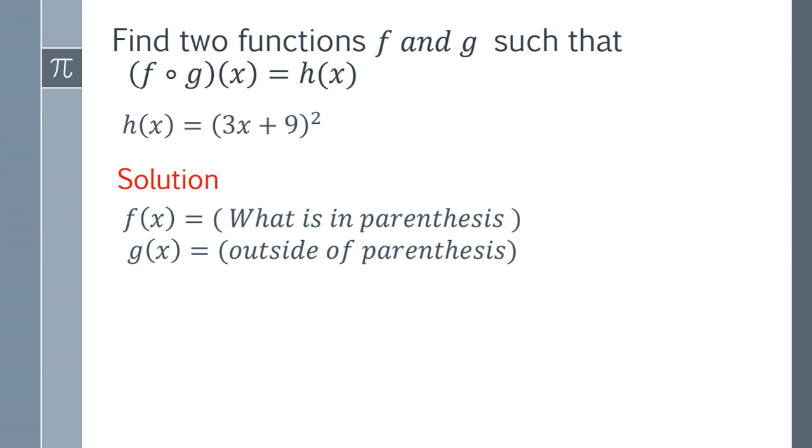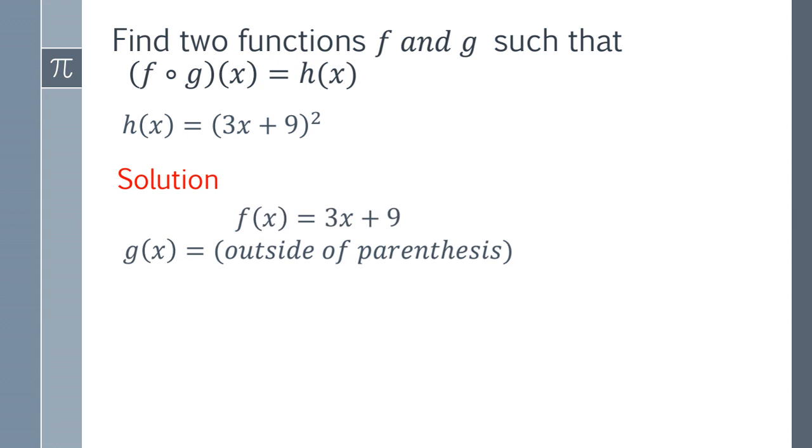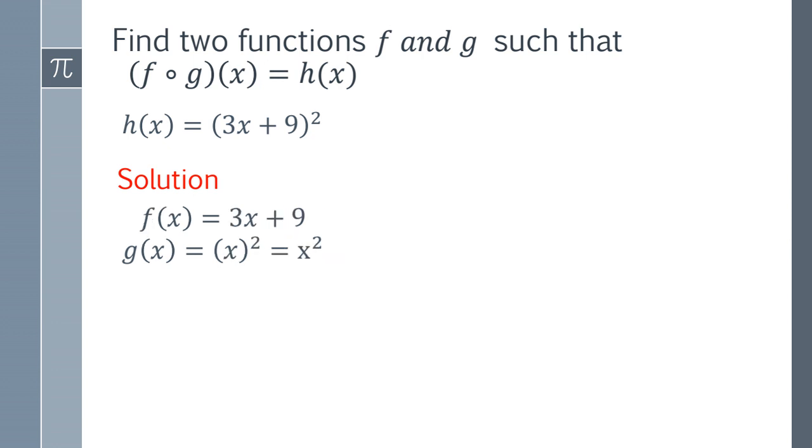I think these are backwards. So again, the way I would do it is g of x is outside the parentheses. So we have here, this is correct. The function here is x squared, and I think these are backwards. I think it should be the other way. f should be x squared, and g of x should be the 3x plus 9.